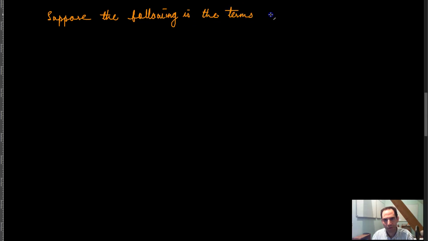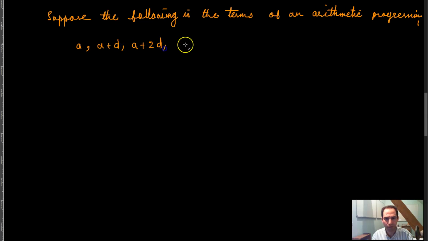So basically, let's suppose that the following are the terms of an arithmetic progression. The terms are a, which is the first term, then a plus d, which is the second term, a plus 2d, which is the third term, a plus 3d, which is the fourth term, and so on and so forth.